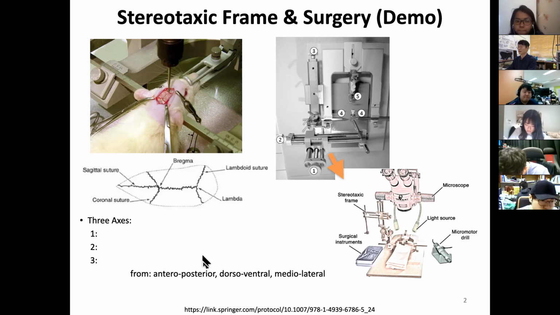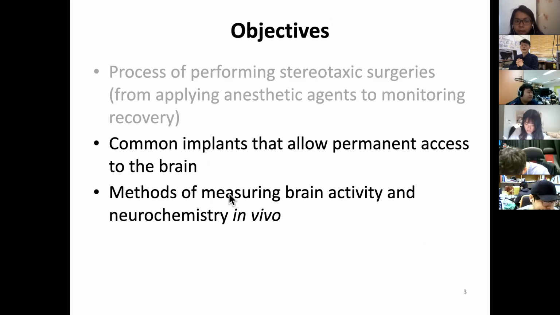Okay, all right. So today, the objective is we continue to talk about common implants that will allow temporary or permanent access to the brain. And we will have an extensive session later on about how to measure neural activity. But here we will cover briefly measuring brain activity and neurochemistry in vivo.